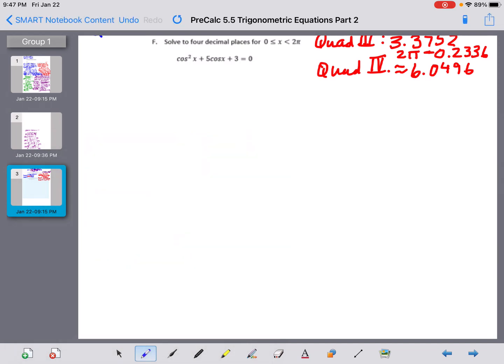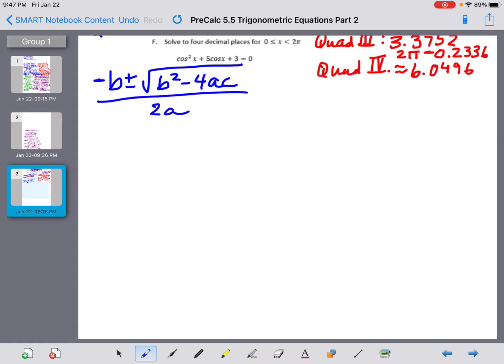Do you remember it? Negative b plus or minus the square root of b squared minus 4ac all over 2a. And yes, you can use it with trigonometric functions, or equations. Quick reminder: your a comes from in front of your squared term, so a in this case is 1. B comes from in front of your middle term, which in this case is positive 5, so it's important to make sure you have the right sign. And my c is my constant, which is also positive in this case, which is 3.